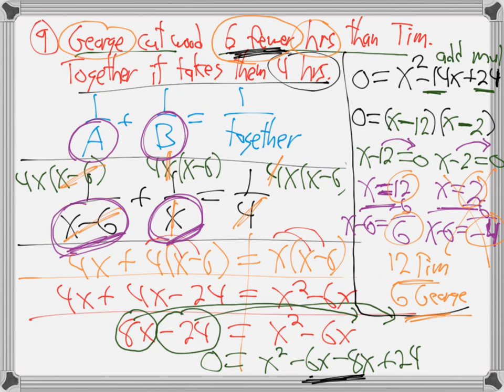Everybody see how we did that in the end? Why did we do that? Because we're plugging into the A and the B. The answers aren't X and X. They're X and X minus 6. So you've got to find the X minus 6 going with each of those. All right, you've got it. So spend time looking at that.